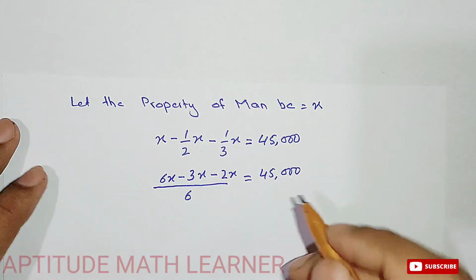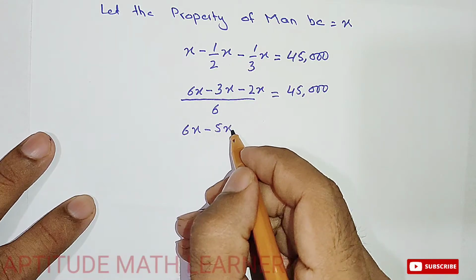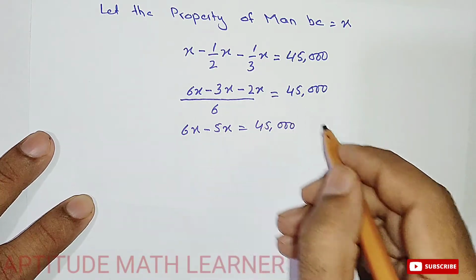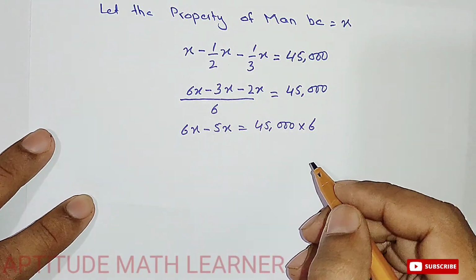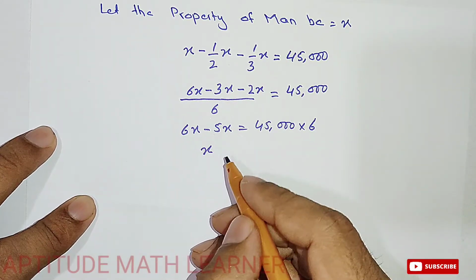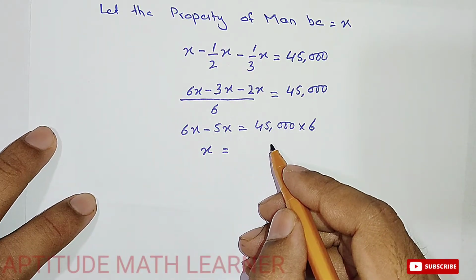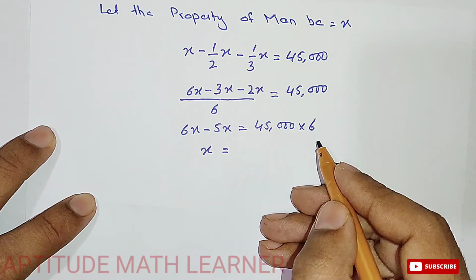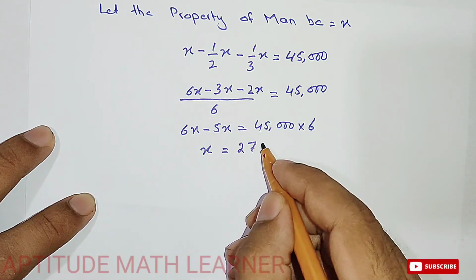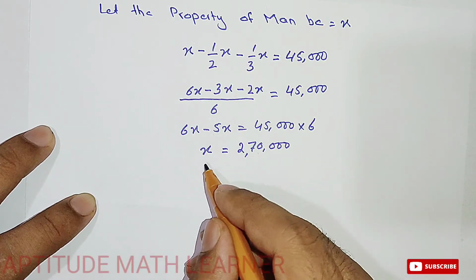This becomes 45,000. Now further solving, we get 6x minus 5x is equal to 45,000, and this 6 goes above and multiplies. So now we have only x: 6x minus 5x, that is x, is equal to 45,000 multiplied by 6, which gives us the total, 2,70,000. So this is the total amount.